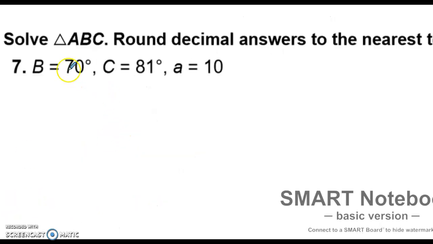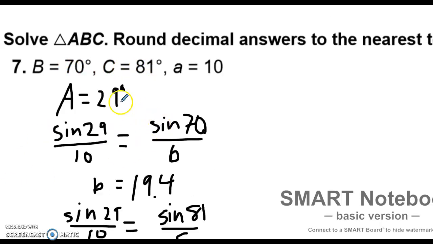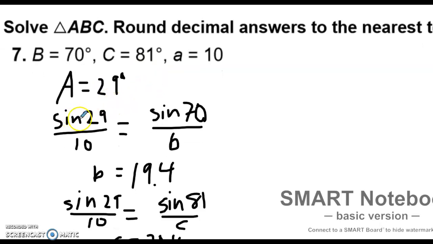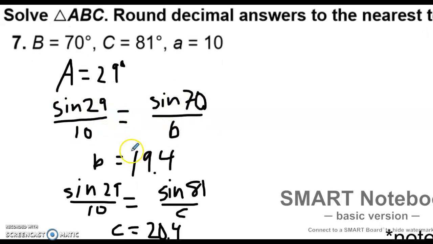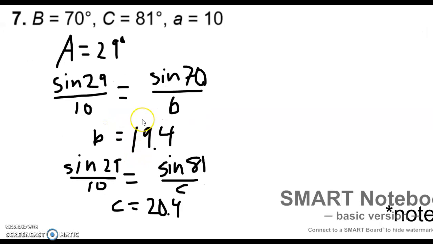Next one, B and C is 70 degrees. So A is 29 because 180 minus 70 minus 81 is 29 degrees. Then I'm going to find B. So sine of 29 over 10 is equal to the sine of 70 over B. B is equal to 10 times sine of 70. Find an answer. Divide by sine of 29. That is 19.4 rounded to the nearest tenth.